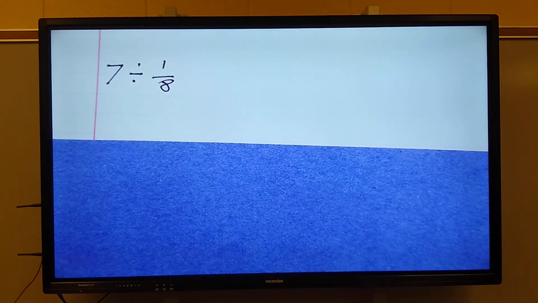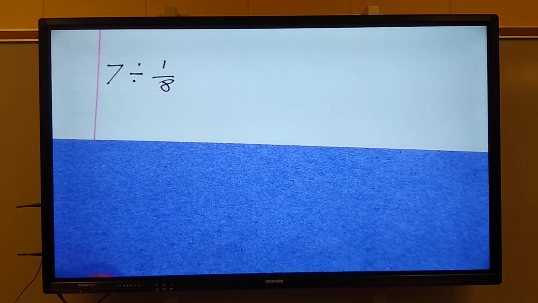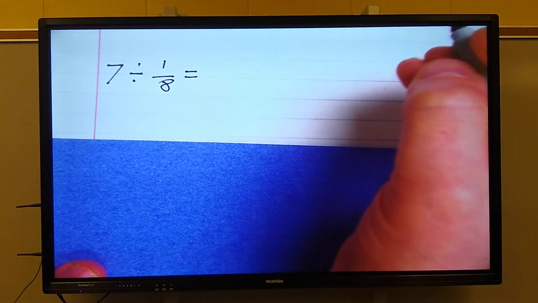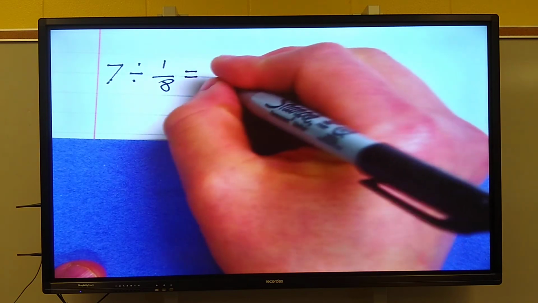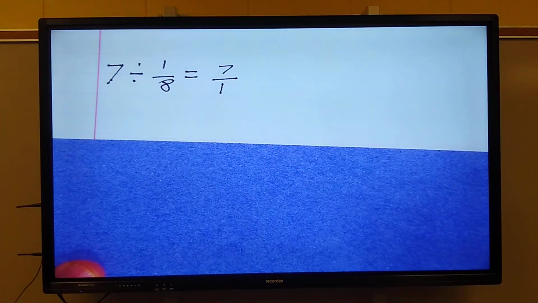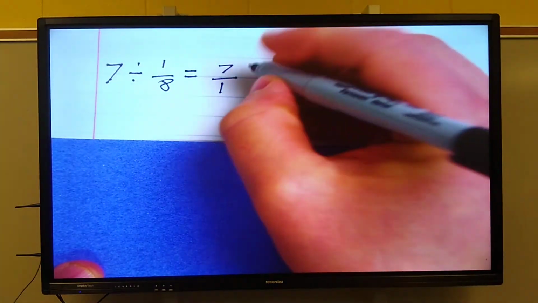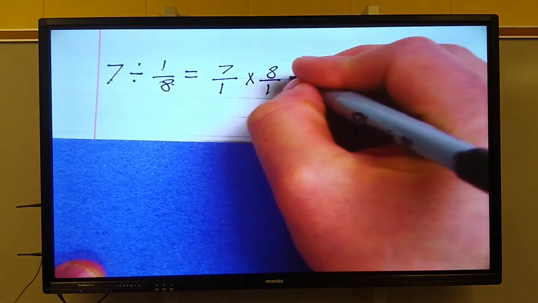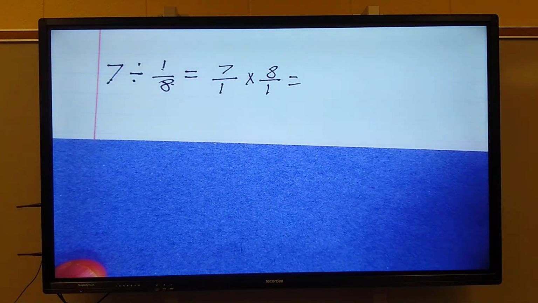Let's try it again. 7 divided by 1/8. Do that now. Pause the video. All right. Let's see how excellent you did. 7 is my dividend. I must put a 1 underneath it to make it a fraction. I change the division to multiplication. I find the reciprocal of 1/8, 8 over 1, and then I multiply straight across.